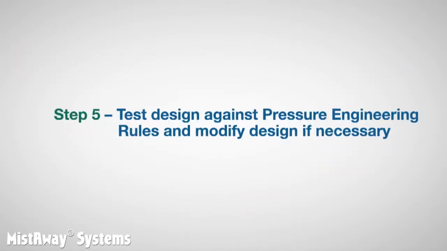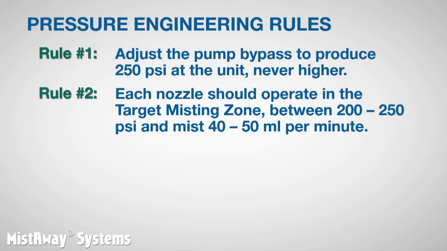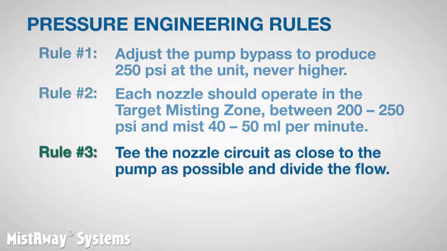Since we have a complete count of the number of nozzles on each run in our plan, we will test our design against the pressure and engineering rules that were presented and explained in the fundamentals of misting videos. Rule number 1, about setting the pump pressure, and rule number 2, that defines our target misting zone, are specifications that ensure the installation will be effective and apply to every design. So start by testing your nozzle circuit against rule number 3. Rule number 3 recommends teeing as close as possible to the unit. Does your design do that? If not, is there an opportunity to?